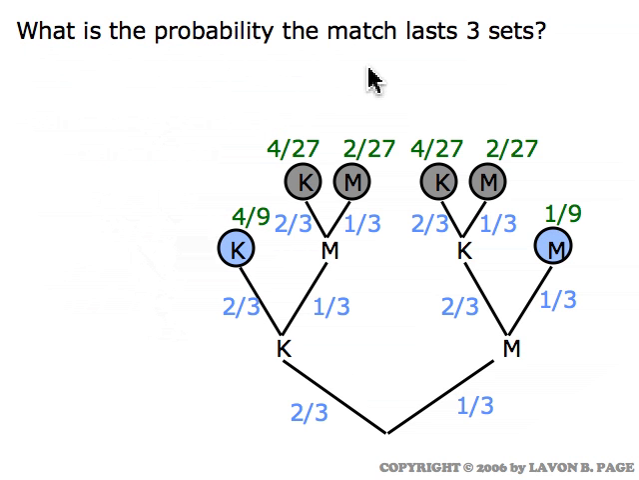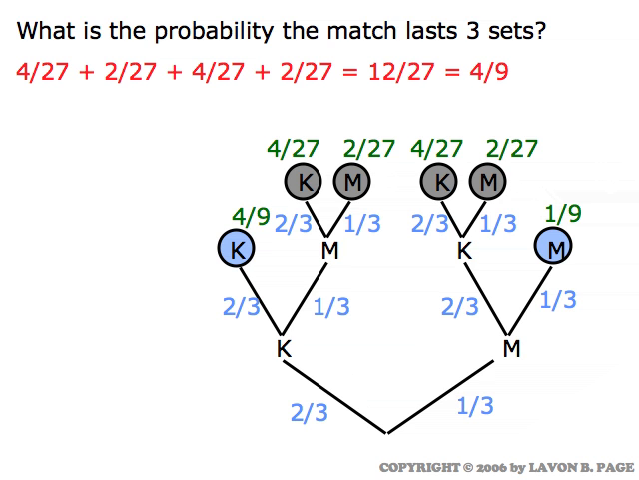And finally, what's the probability the match lasts 3 sets? Well, these are the outcomes that are shown in gray. These are the outcomes where it takes 3 sets in order for somebody to win the match. It's just a matter of adding up their probabilities. The probabilities of those 4 cases add up to 12/27, or 4/9. A little less than half as the chances that the match goes 3 sets.